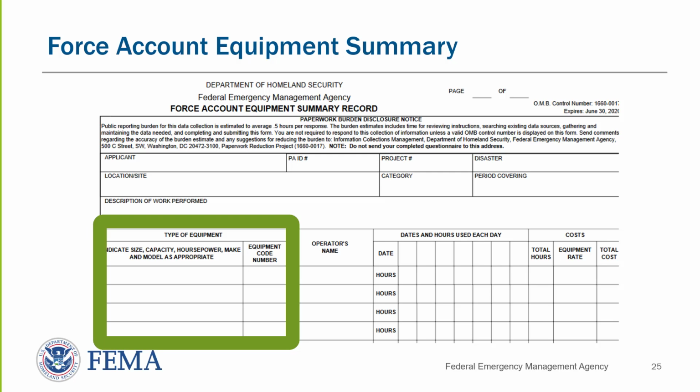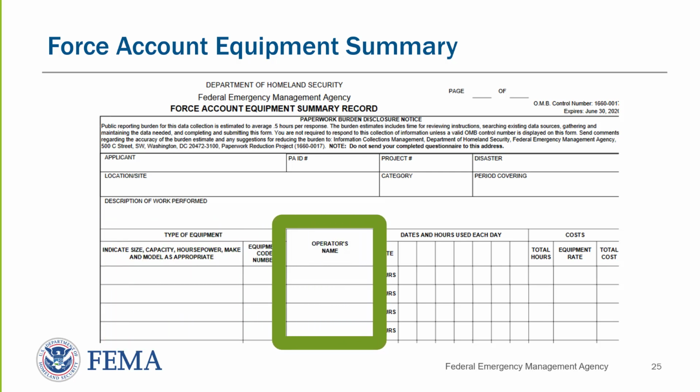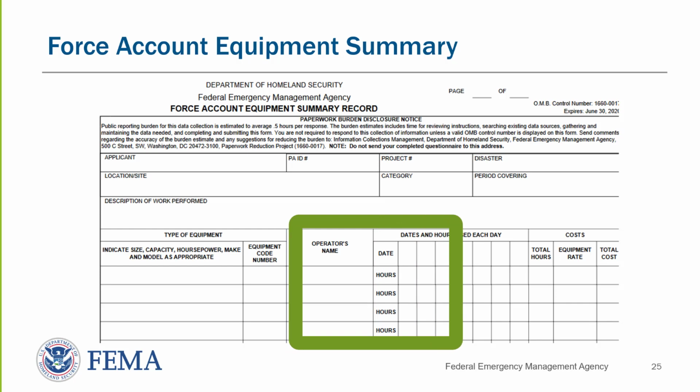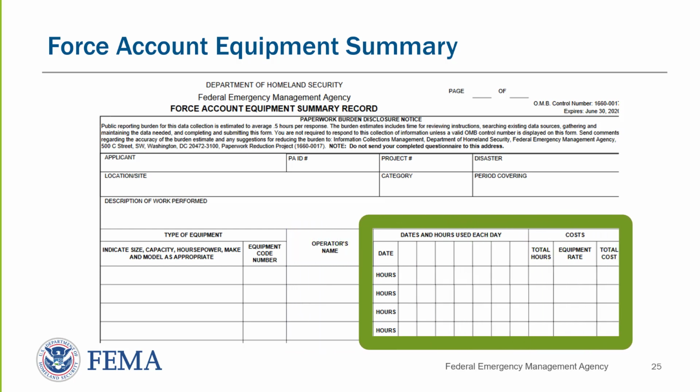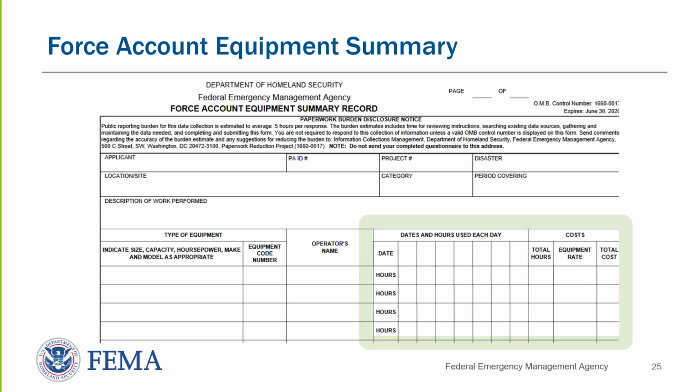The operator's name, that middle column: if somebody is using the equipment, they want to know, and that person should also match up if you're claiming a force account labor summary. If John Smith is listed as an operator's name, we should probably see John Smith's time. And then the rest of it matches the other force account sheet we looked at.